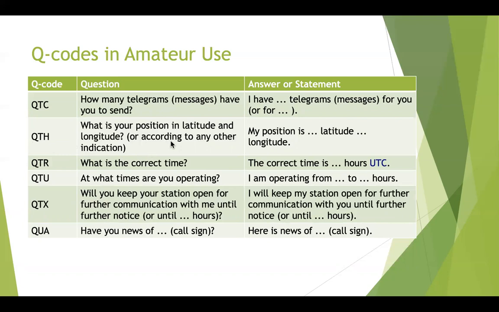What's your position? We use it to indicate where we're at now, right? My position is a latitude and longitude, might be a grid square location or something like that, or it might be my QTH is Murray, Utah, right? So just indicating where you're at.